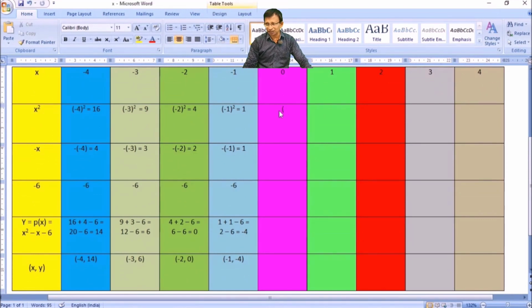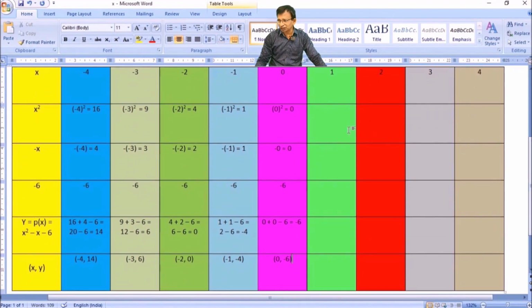Next, come to the sixth column. If x equals 0, x squared is equal to 0 whole squared, which is equal to 0. Minus x equals minus 0, which equals 0. The third term is minus 6. So by adding these three terms, we get 0 plus 0 minus 6, which is equal to minus 6. So the point is (0, -6).